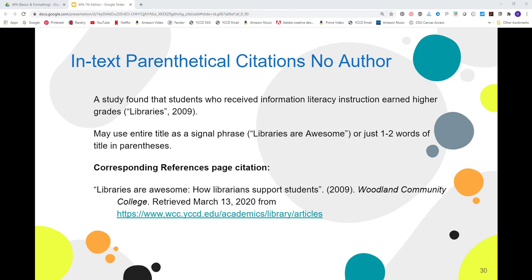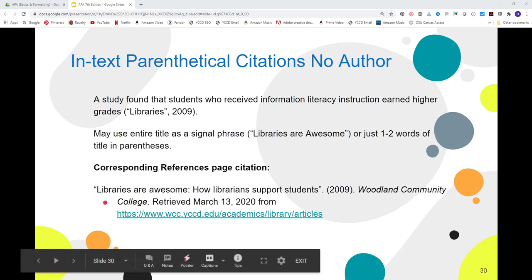If you don't have an author, you can use the title in your in-text citations. If it is a long title, you can shorten it to 1 to 2 words. Your reader will be able to find the remaining title on your references page. I hope this helps to illustrate how your in-text citations and your reference page citations work together.